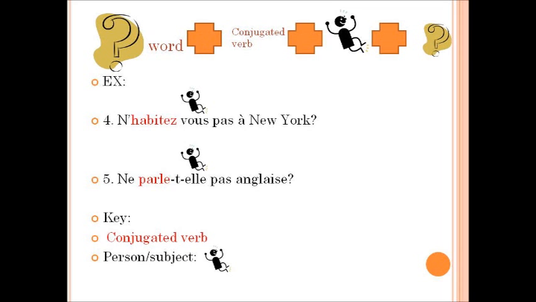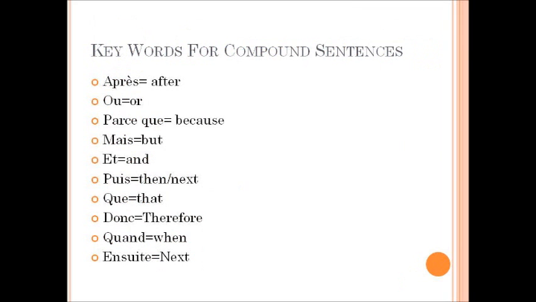Okay, so here are some keywords for compound sentences. These can be used at the beginning of a sentence or in between sentences to connect them. They're usually used to make more interesting sentences and more complex sentences. So here are some phrases you can use. Après is after, ou, or, parce que, because, mais, but, et, and, puis, then, next, que, that, donc, therefore, quand, when, ensuite, next.